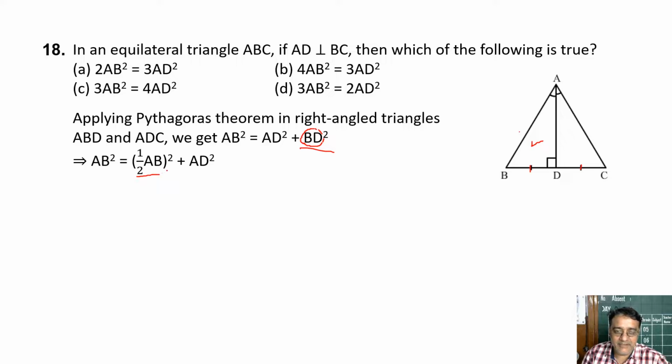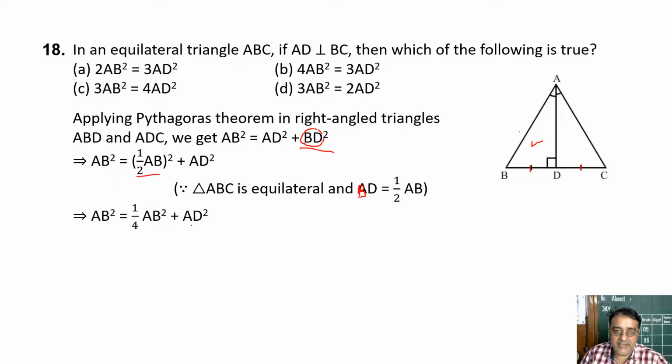No, sir. Actually half of BC है और BC और AB दोनों equal है, so I can write AB. So this will become 1 by 4 AB square. Okay. ABC is an equilateral triangle and BD, not AD, BD is equals to half of AB. Okay, fine. So AB square is equals to 1 upon 4 AB square plus AD square.